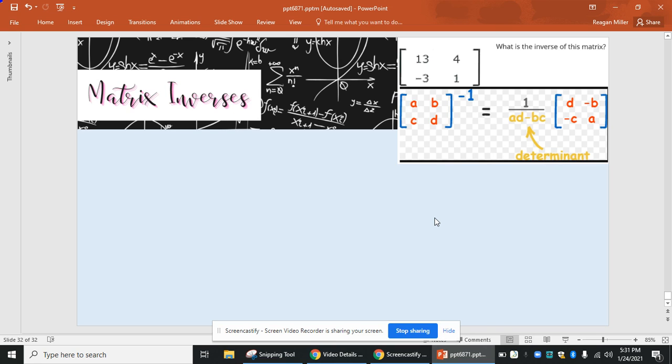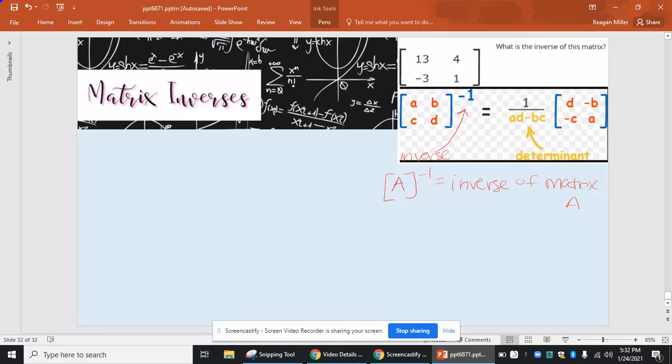Hey y'all, let's talk about how to find the inverse of a matrix. I have again copied the formula over here on the right hand side. First off, I want to mention this notation, which just means the way we write it. That -1 right there means inverse. So if you see A to the negative first power, that's the inverse of matrix A.